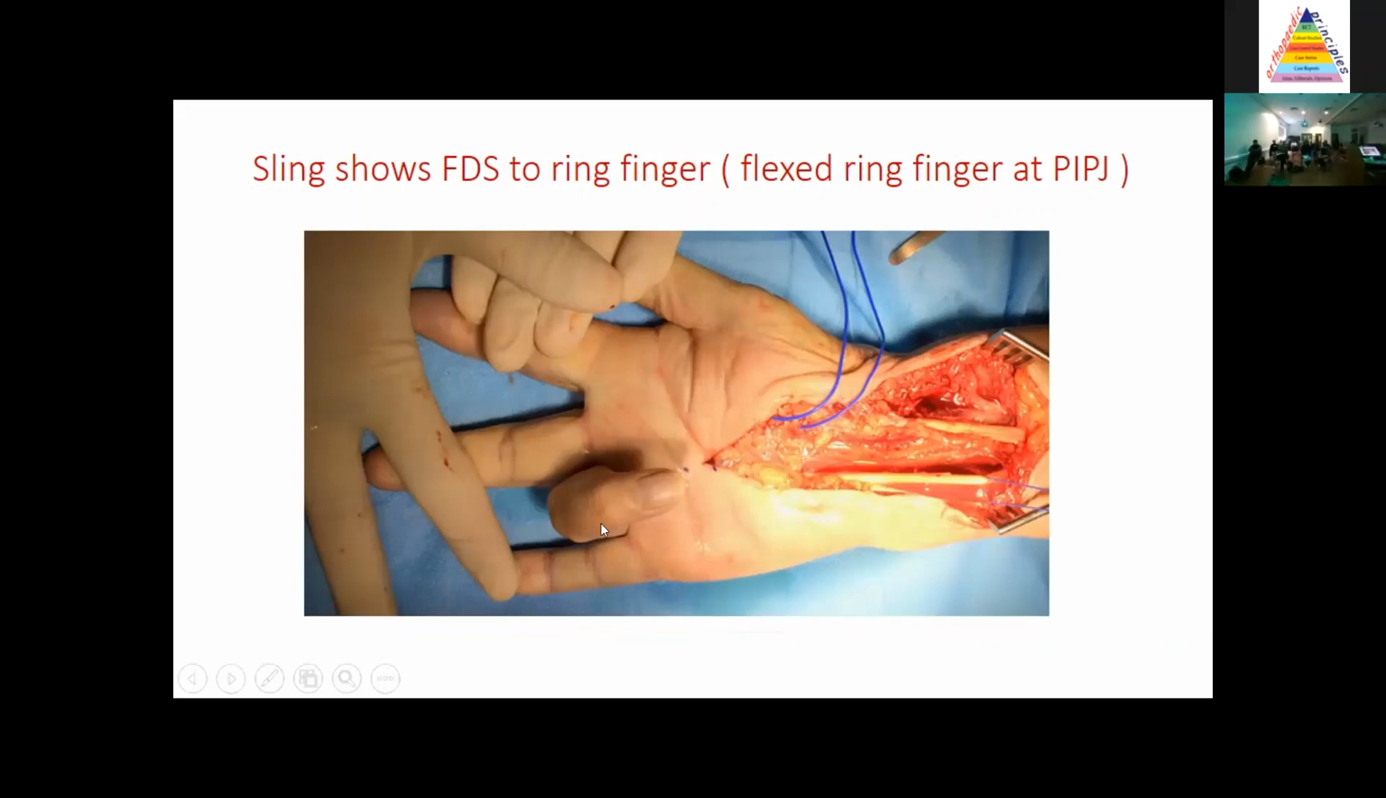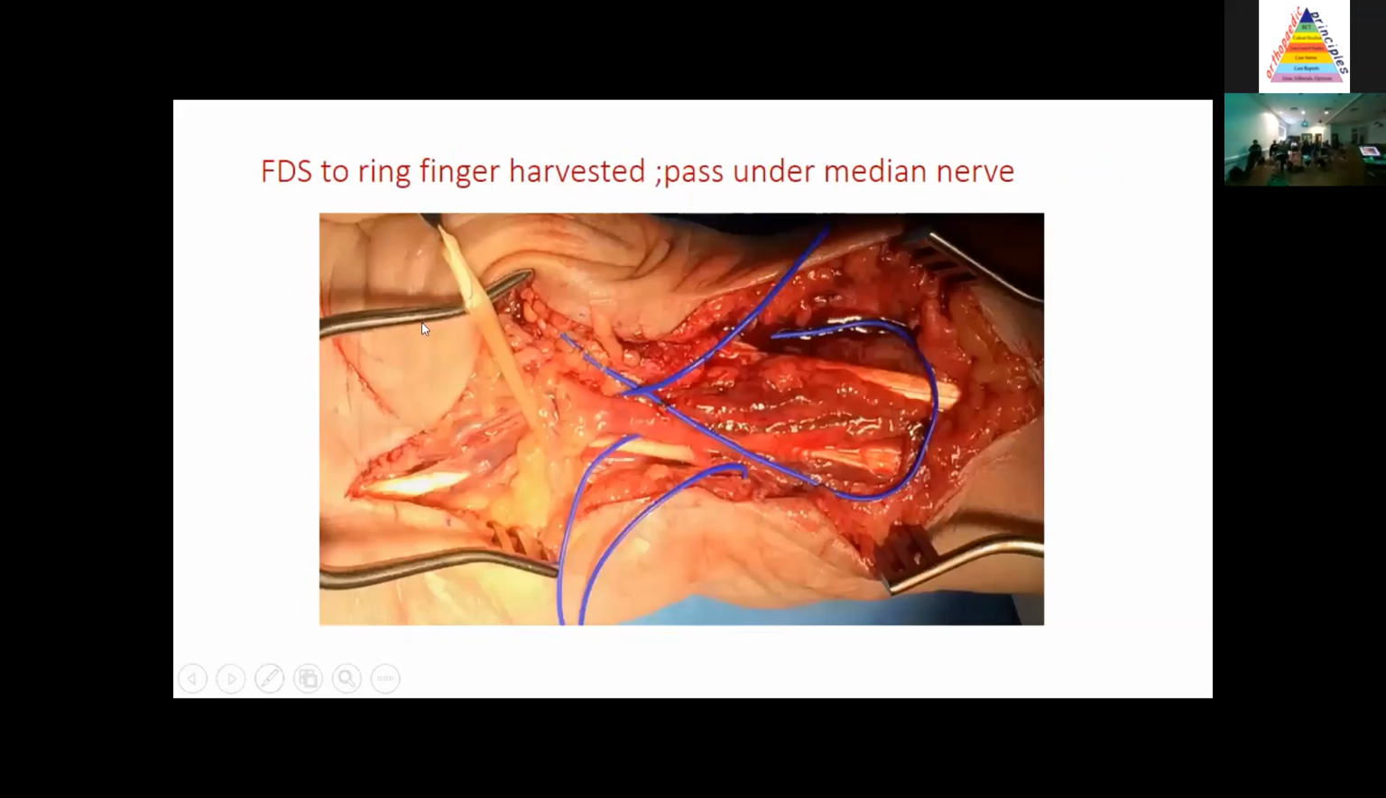Clinically, we'll see. So once I know this is FDS and not FDP, then you'll take it off from A1 pulley. You'll take it out there, which I'll show you in the next picture. See, FDS I've taken out from A1 pulley. And then you take it under the median nerve. You don't want to compress the nerve.